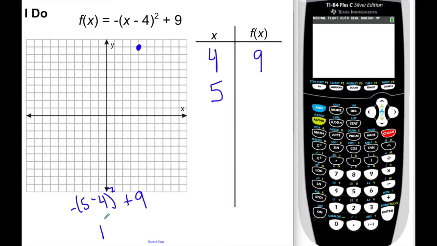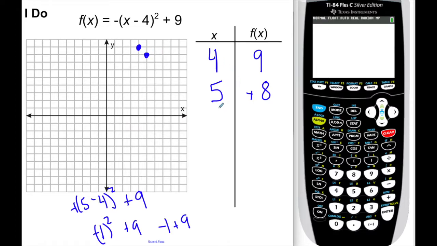5 minus 4. We know that's 1, okay? And 1 is really easy to square. So we square it, remembering PEMDAS. So you have to do exponents before multiplication, right? This is multiplying by -1. So it's 1 squared, which is 1. This makes it a -1. And then I add 9, and I get 8. Positive 8. So I have 5, 8.